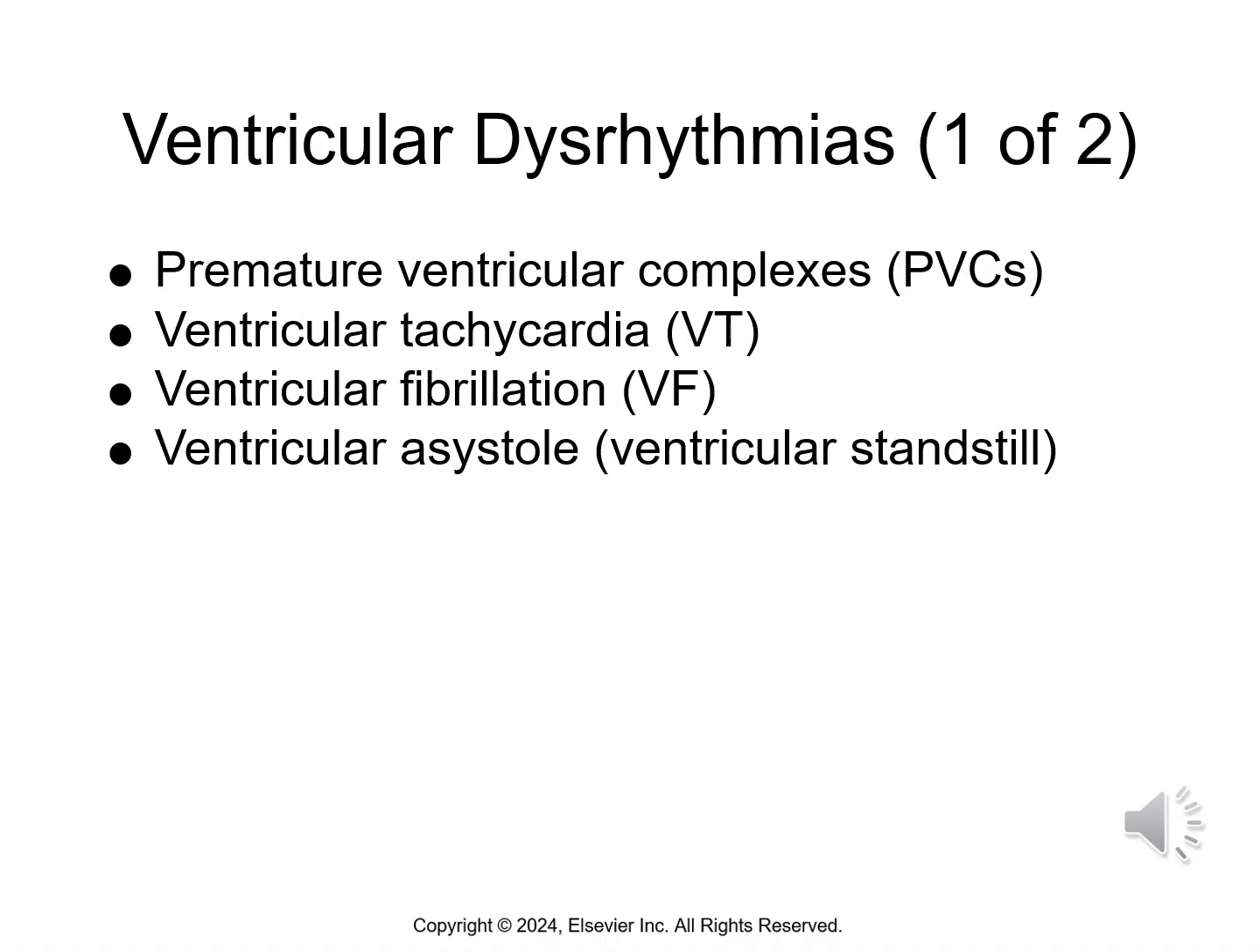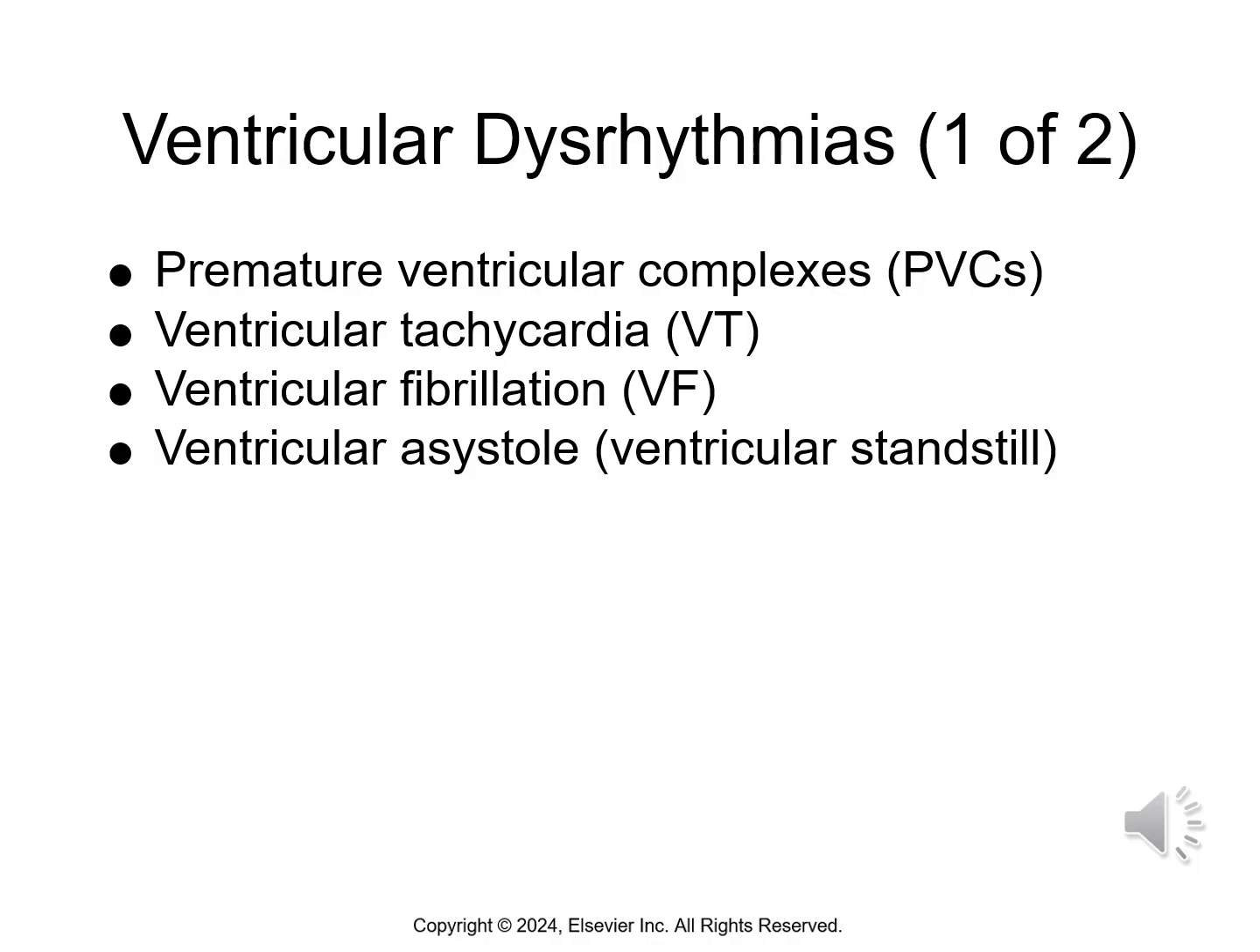With ventricular dysrhythmias, we see PVCs, or premature ventricular complexes. They're also called premature ventricular contractions, and they result from increased irritability of ventricular cells and are seen as early ventricular complexes followed by a pause. When multiple PVCs are present, the QRS complexes may be unifocal or uniform, meaning that they are all the same shape, or multifocal or multiform, meaning that they are different shapes.